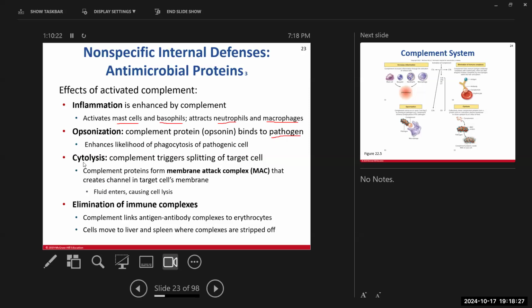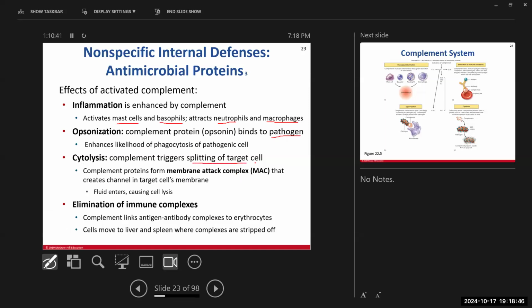Cell, nailed it. And then lysing, we're going to chop it up, okay? So here's where we're going to see, I love this one. We used to call it, when I was learning about this in med school, the membrane attack complex, the MAC. We used to call it the Mac attack, all right? Big Mac, all right? So that's essentially what we're going to see here.